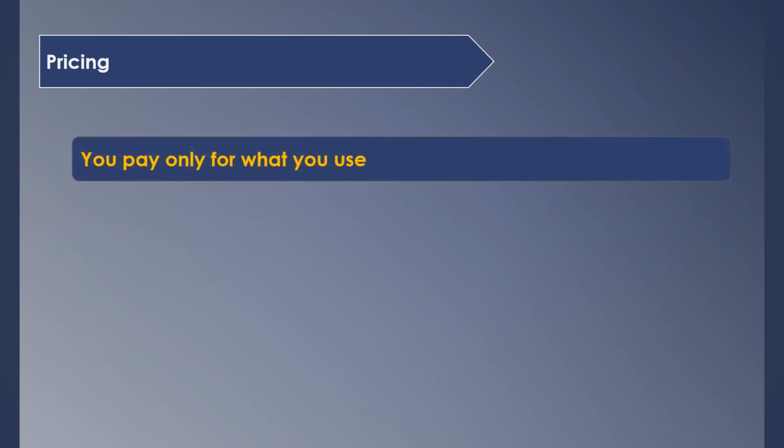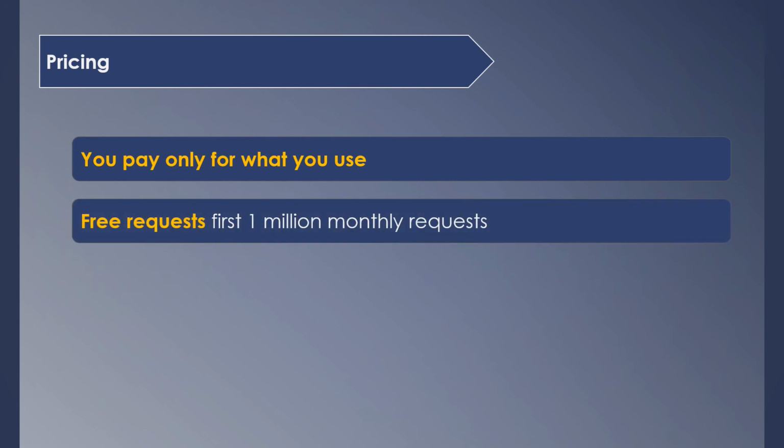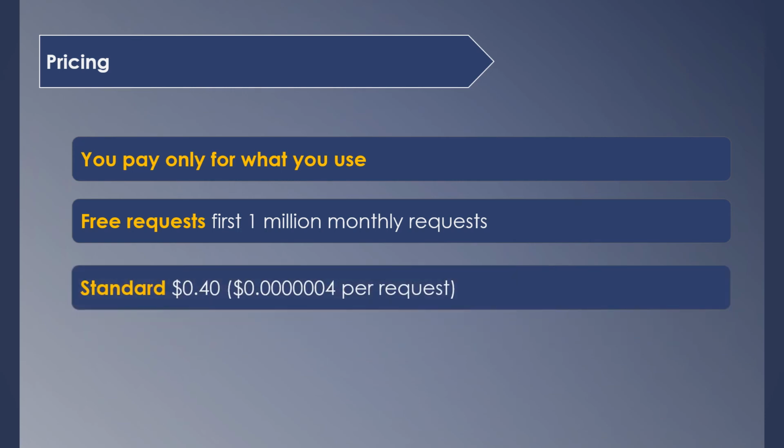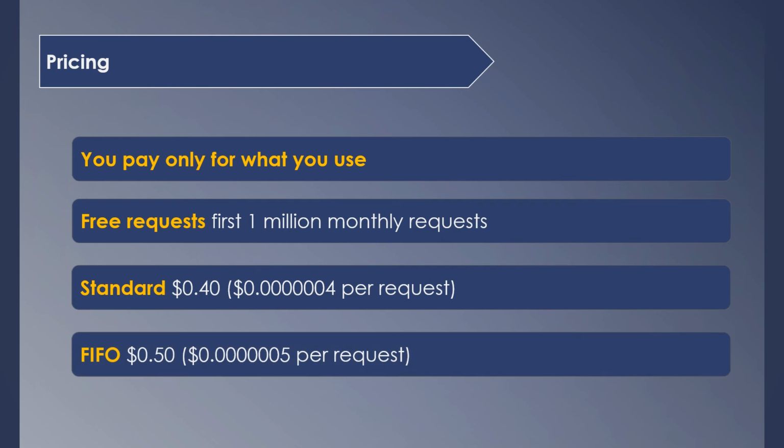As with most AWS services, you pay only for what you use and there is no minimum fee for using AWS SQS. The first 1 million requests are free every month and after that, you pay 40 cents per million requests in case of standard queues and 50 cents per million requests for FIFO queues. Every API action counts as a request, so it's pretty straightforward.